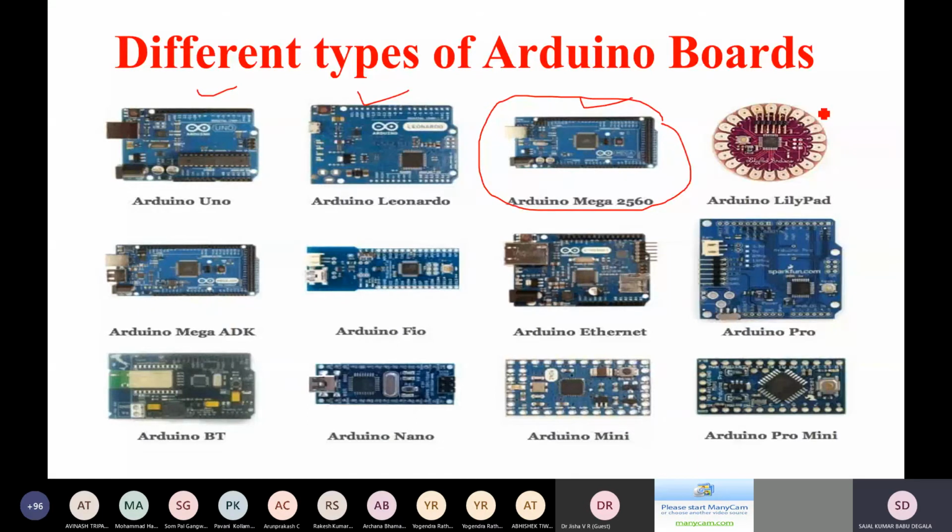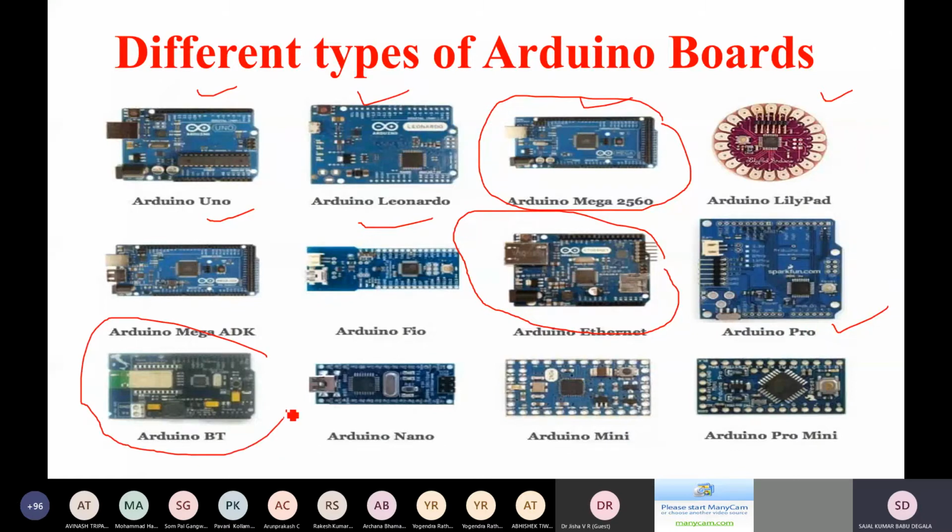And then this is Arduino Lilypad, and then Arduino Fio, Arduino Ethernet. If you want to do some IoT, if you want to do something with the internet, if you want to upload some data from the Arduino to the internet, then you can prefer the Arduino Ethernet. And this is Arduino Pro, and then Arduino BT. If your application definitely needs a Bluetooth module, then you can go to the BT, and Arduino Nano, Arduino Mini, and Arduino Pro Mini. So these are the different Arduino boards.